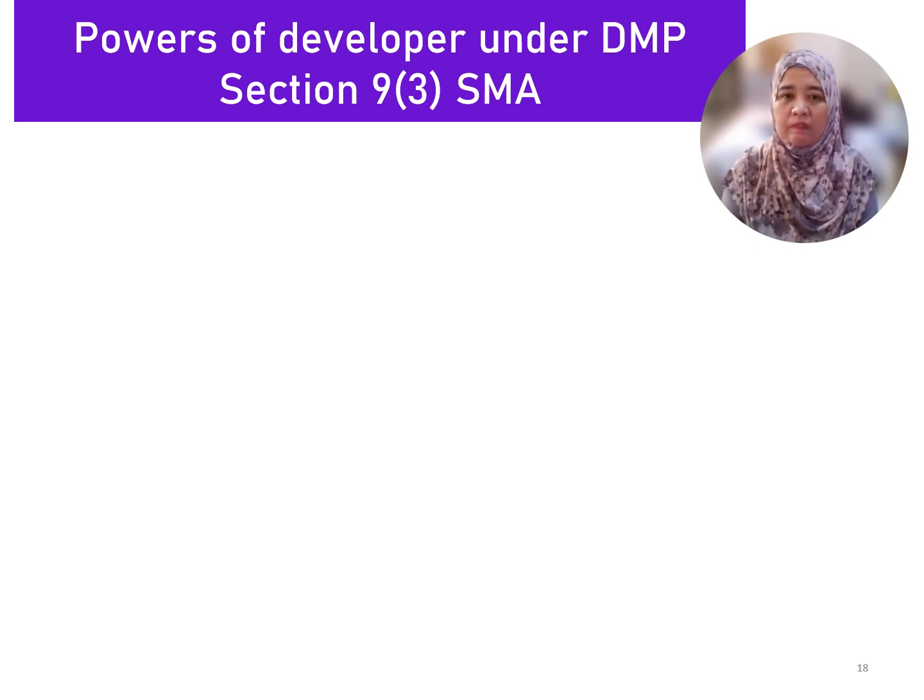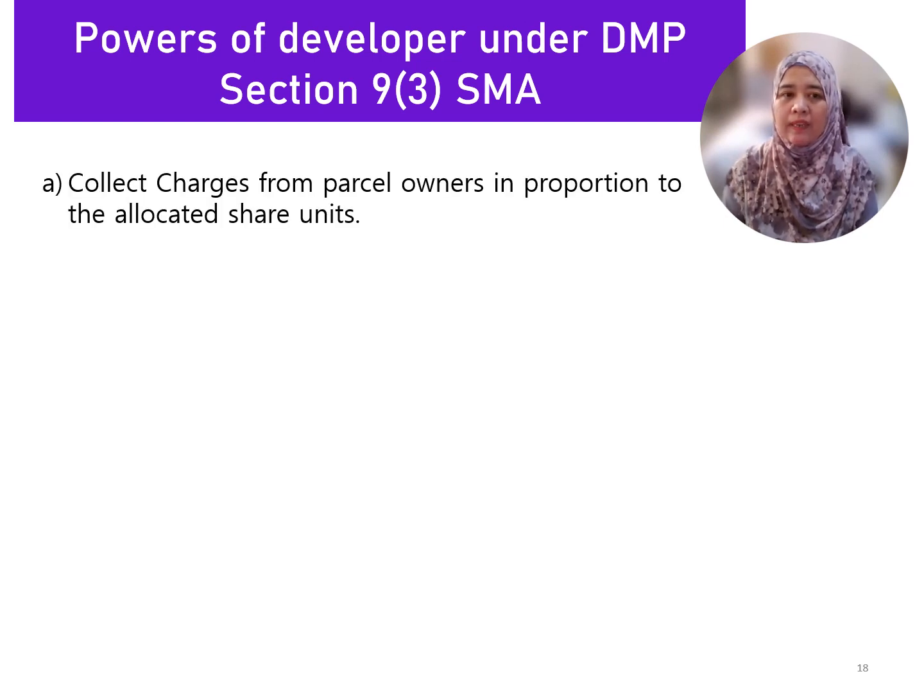The powers are given under section 9 sub 3 SMA. The first one is to collect charges. Tanpa kuasa ini, developer tak boleh kutip dia punya bayaran tu untuk charges and also sinking fund. So it must be afforded the power to collect charges from parcel owners in proportion to the allocated share units. Basisnya ialah share units. Tapi siapa set the rate?